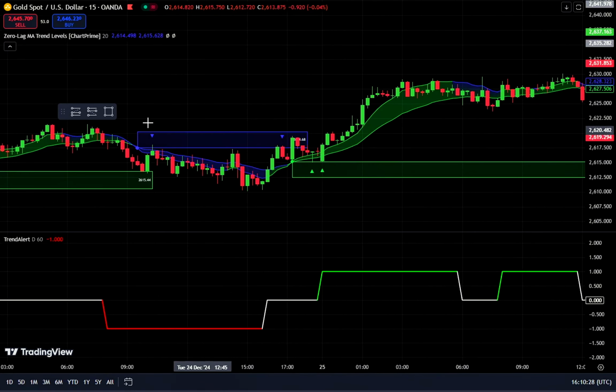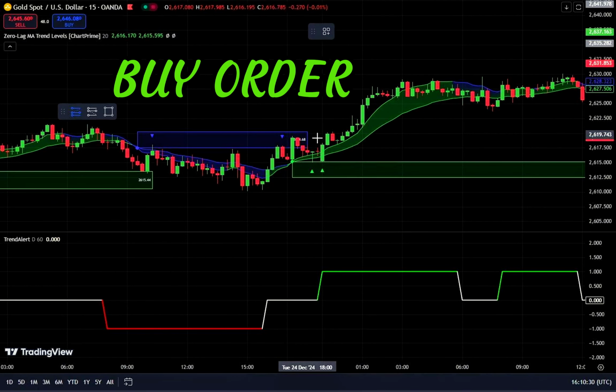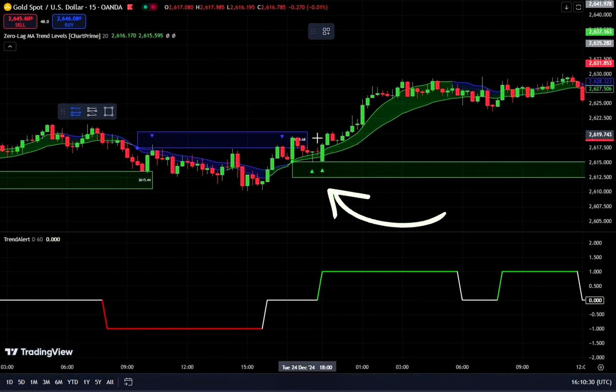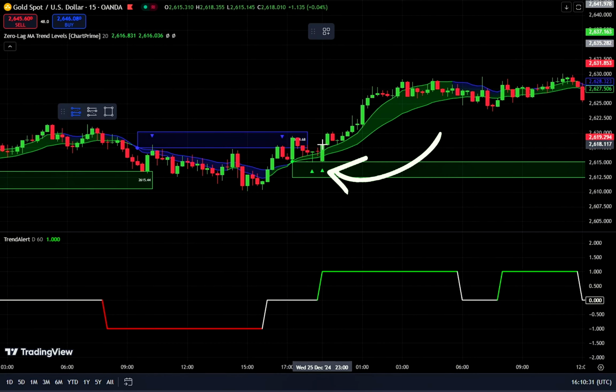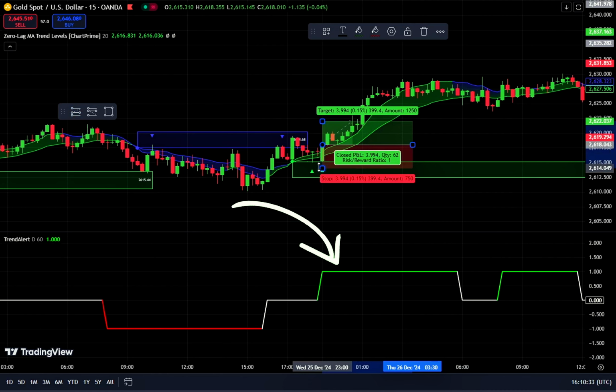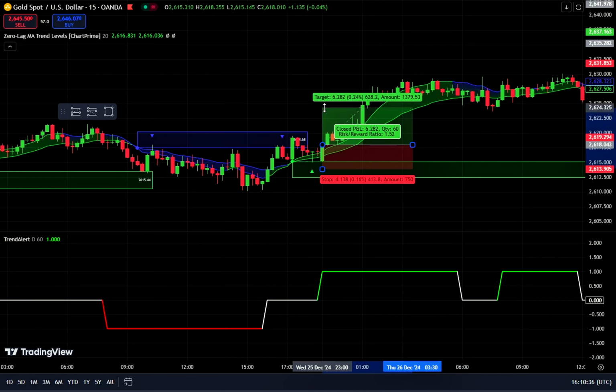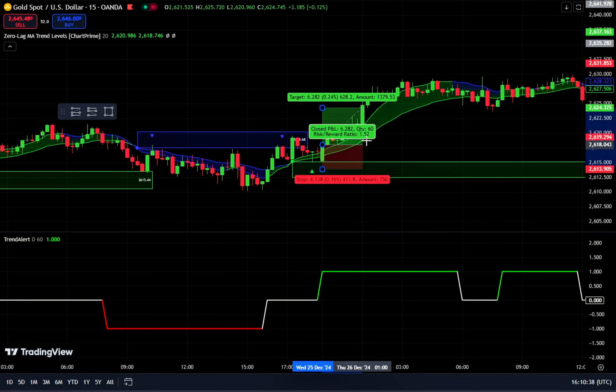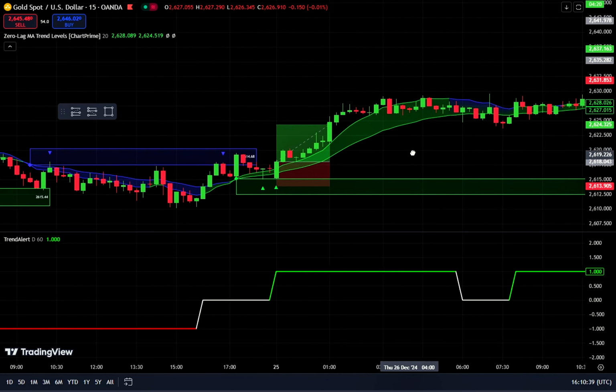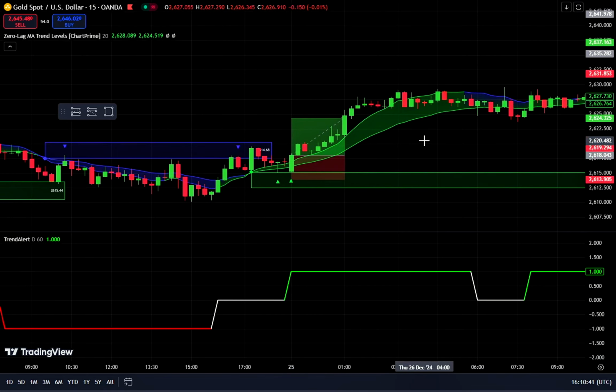How to place trades. Buy entry. Look for a green key level area highlighted by the Zero Lag MA indicator. Wait for the price to retest the key level and then reject it. A green triangle will appear, signaling a buy opportunity. Confirm the signal with the Trend Alert Indicator. It must show a bullish trend. Green. Ensure the breakout candlestick is bullish. Place a buy order after the candlestick closes. Stop loss. Set it at the most recent low.